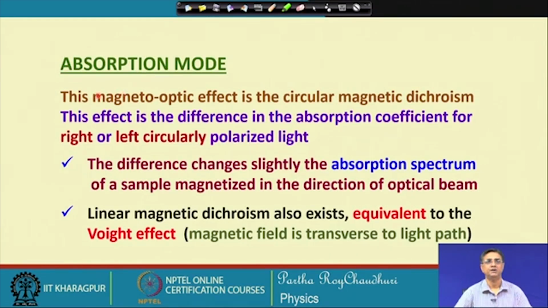And for the absorption mode, the magneto-optic effect is circular magnetic dichroism, and this effect is the difference in the absorption coefficient for LCP and RCP, the left circularly and right circularly polarized light, which is passing through the medium which has magnetization. The difference changes slightly the absorption spectrum of the sample magnetized in the direction of the optical beam. Linear magnetic dichroism also exists, which is equivalent to the Voigt effect. The magnetic field is transverse to the light path.